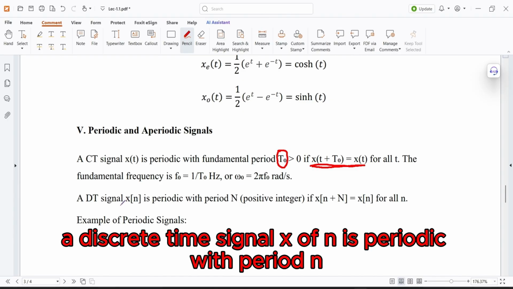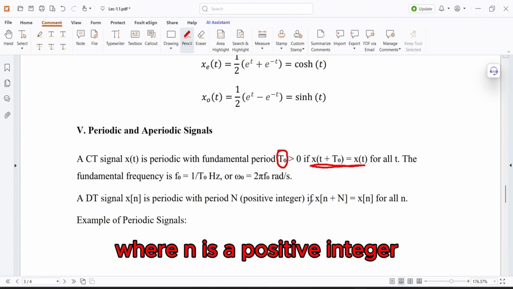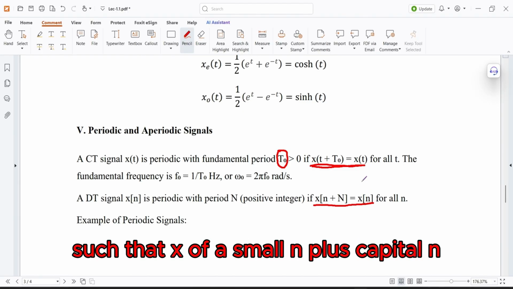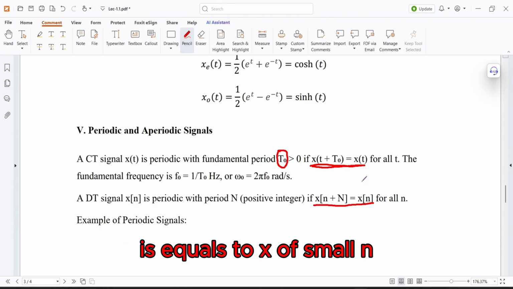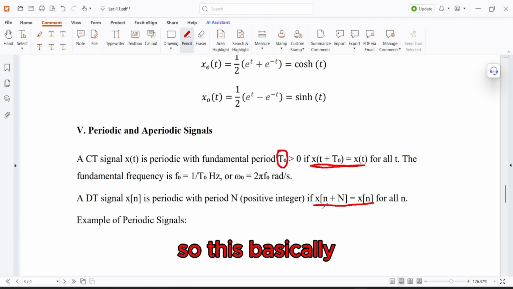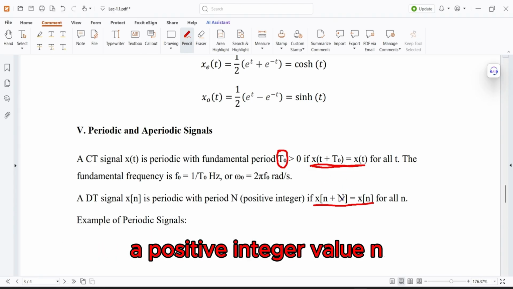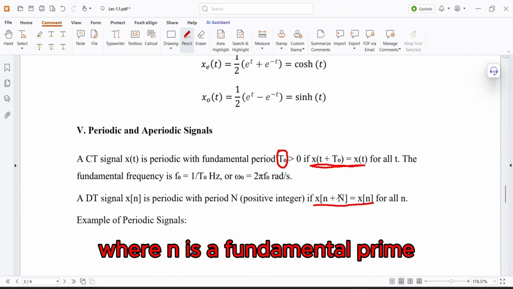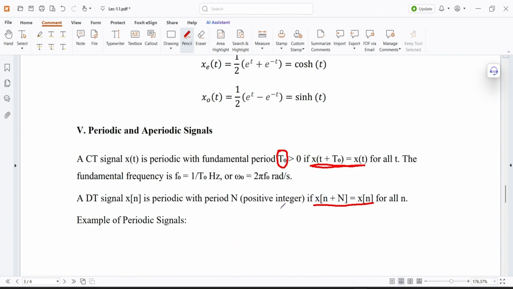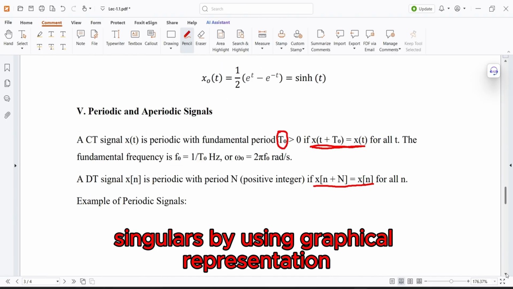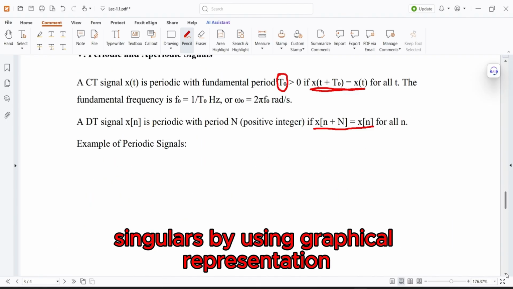A discrete time signal x[n] is periodic with period N, where N is a positive integer, if this condition is satisfied, such that x[n plus N] is equal to x[n]. So this discrete time signal is also repeating itself after a positive integer value N, where N is the fundamental period. So let us see examples of periodic and aperiodic signals by using graphical representation.